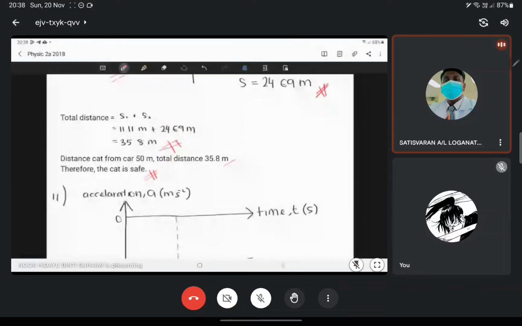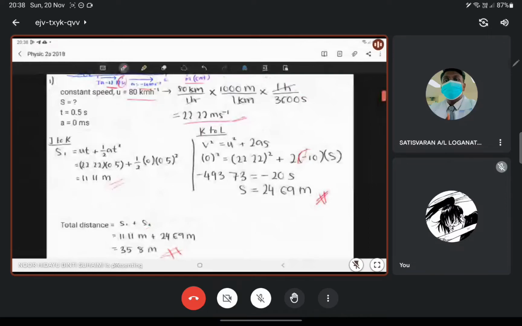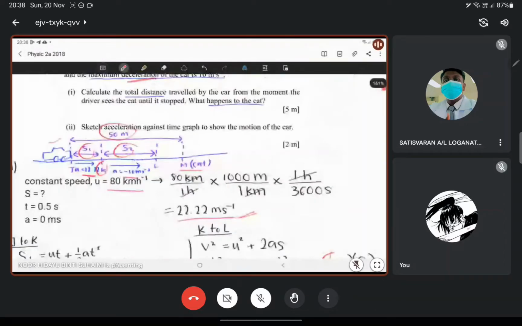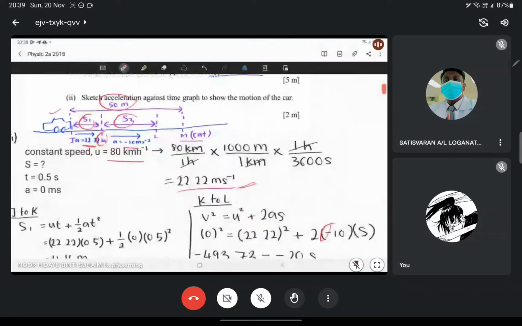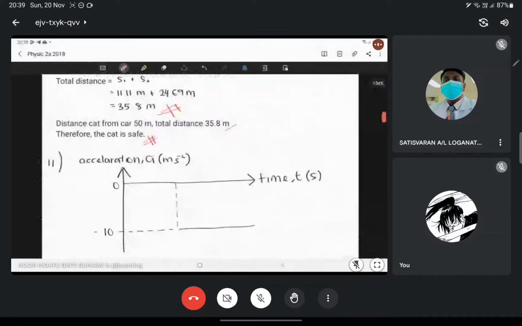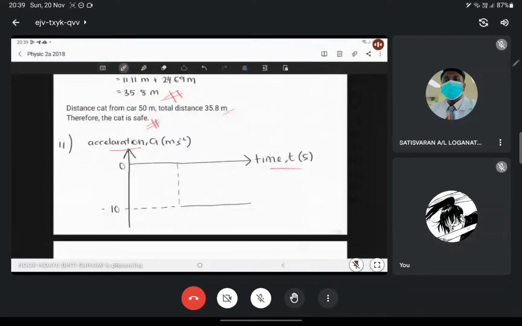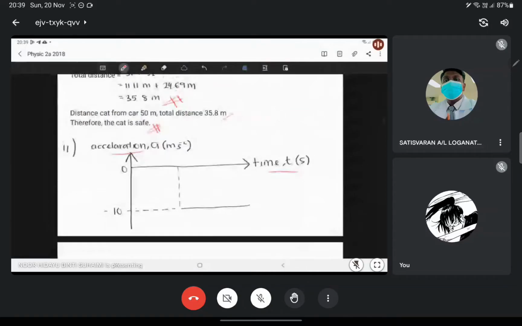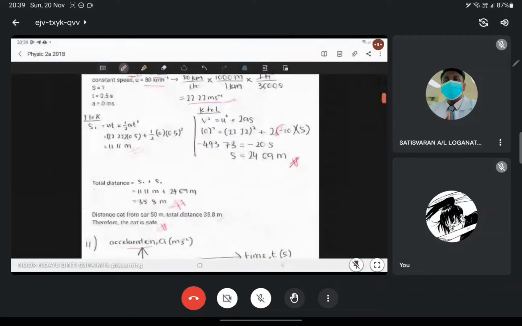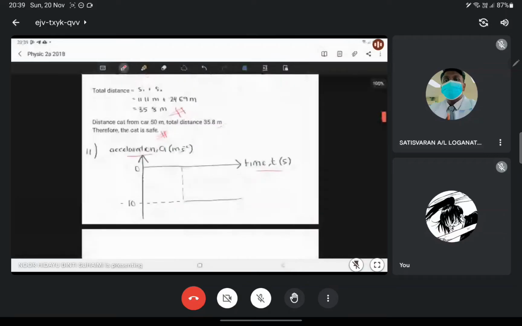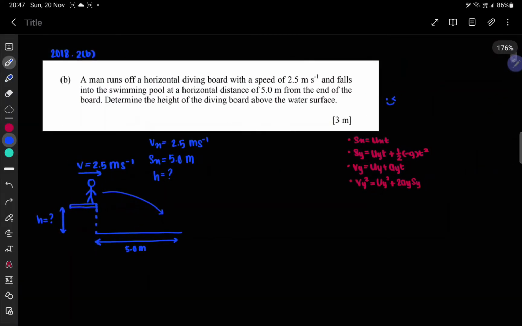Faham. Okay, untuk soalan 2, sketch acceleration against time graph to show the motion of the car. So dia punya graph macam ni. Acceleration against time. So kat sini dia kata maximum deceleration, maksudnya graph tu decelerate. So graph tu akan jadi macam ni dekat negatif 10. So dah siap graph dia.